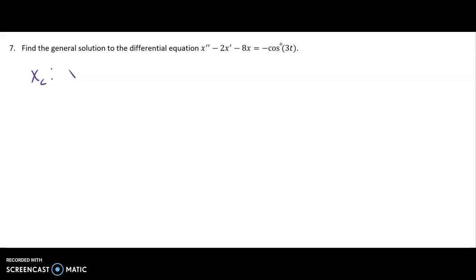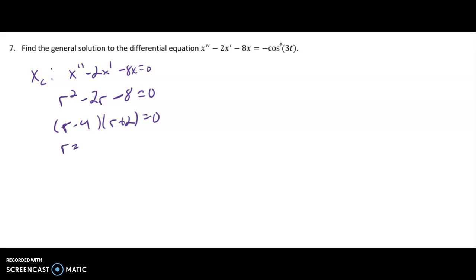Remember, xc is the solution to x double prime minus 2x prime minus 8x equals 0. So our characteristic equation is r squared minus 2r minus 8 is equal to 0. I'm going to go ahead and factor that because it looks pretty factorable. I get r minus 4 times r plus 2 equals 0, which gives me r equals 4, negative 2. That tells me that the xc for this one is c1 e to the 4t plus c2 e to the negative 2t. So I'm going to hold on to that for later.